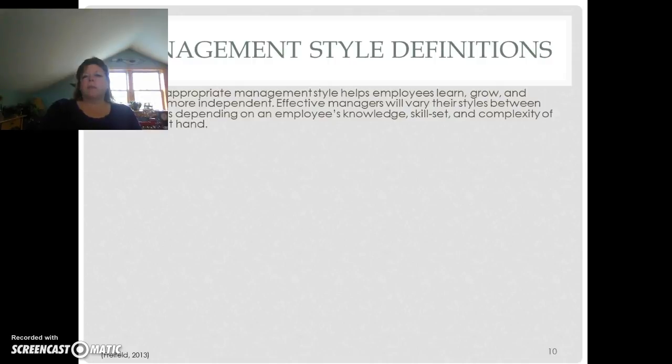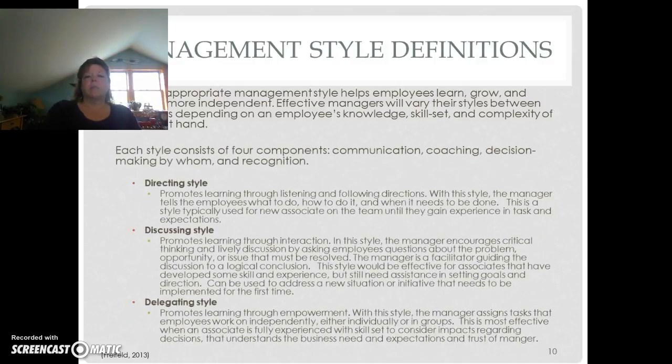So to become an effective manager, you'll have to adapt your style depending on the needs of your associate. So each associate may have a very different style, and as they learn and grow, they'll become more independent and you'll change your style accordingly. It may be somebody that's brand new or maybe somebody that's more seasoned, but it's important for you to understand your employees' knowledge and their skill set and the complexity of the task that's at hand and help them through that.